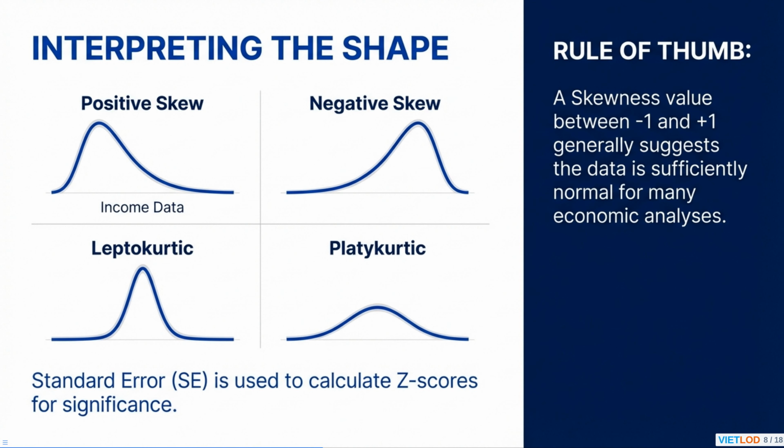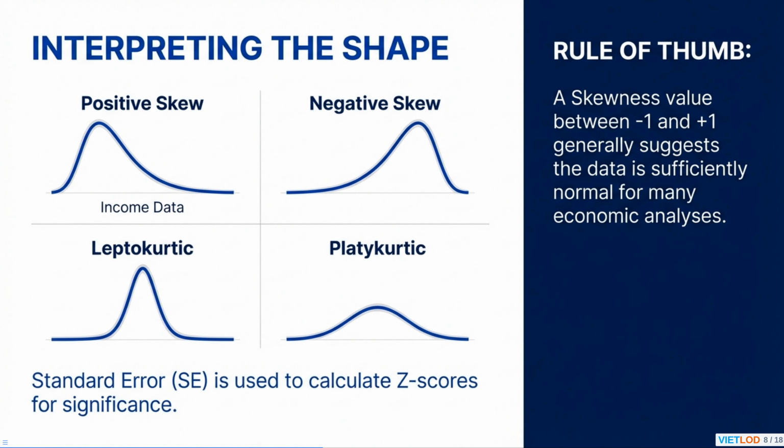This slide illustrates how we interpret the shape of our data's distribution, a critical aspect of exploratory data analysis. We primarily look at 2 characteristics, skewness and kurtosis. Skewness measures the asymmetry of the distribution. A positive skew, like what we often see with income data, indicates a longer tail on the right, meaning most values are concentrated on the left. Conversely, a negative skew has a longer left tail.